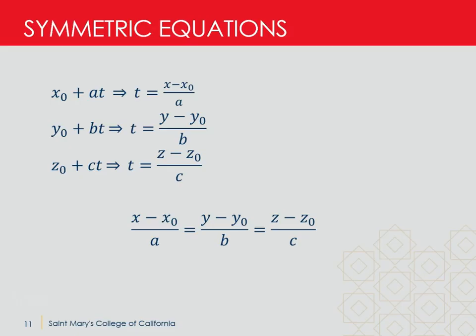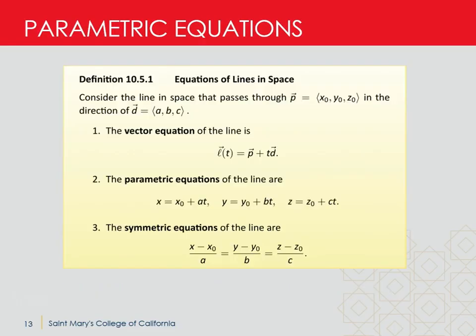It might not be intuitive that that's a line, but that is what's called a symmetric equation for a line in R3 in this case. So just putting them all together, we have the vector equation, L(t) is P plus tD, the parametric equations, so they're in terms of the parameter t, and then the symmetric equation is the one where they're all equal to each other. They're all just different ways of writing equations for the same line in space.